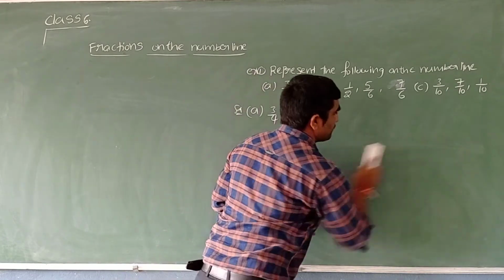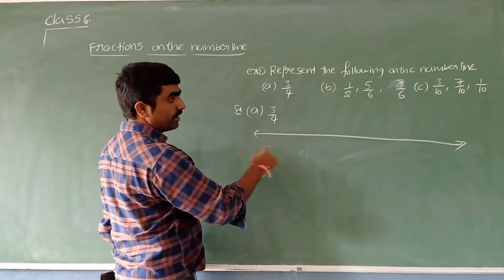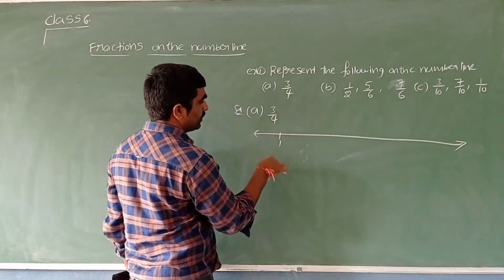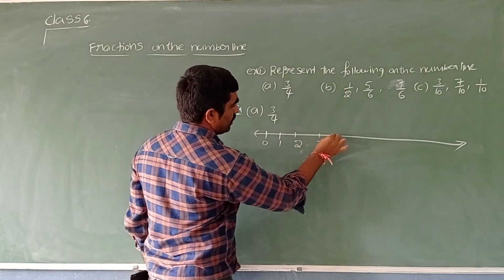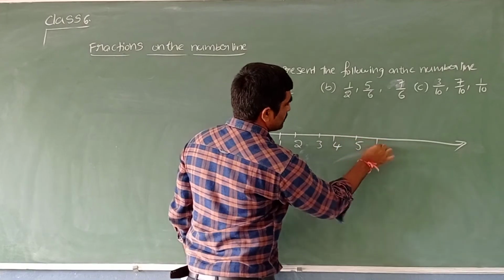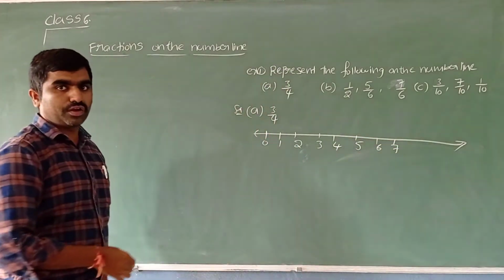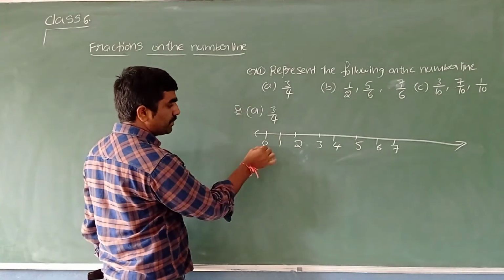Sorry. First let me draw a number line. We'll take the natural numbers on the number line here, 1. We'll take whole numbers also, possible na? 2, 3, 4, 5, 6, 7. Here the denominator is 4. So let me divide each and every whole number by 4.